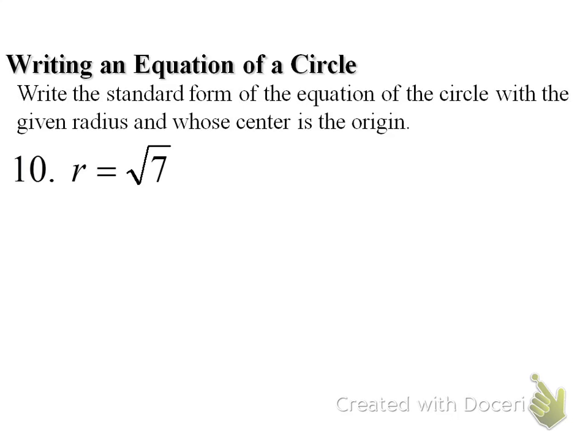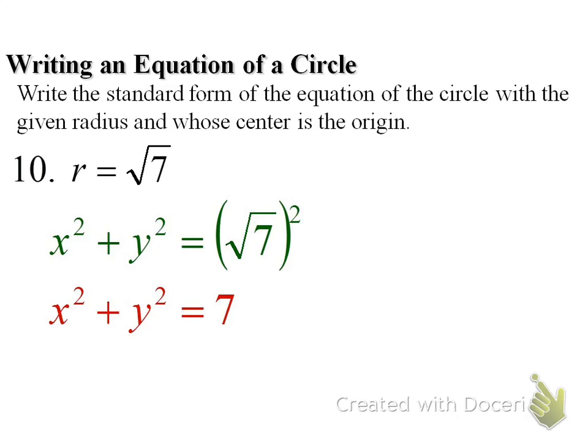So I am telling you there's a circle, the center's at 0, 0, and the radius is square root 7. What's the equation? X squared plus y squared equals 7. Yeah. So you need to plug square root 7 in for the radius. You always square the radius in this equation. Something with a square root squared, those go away. You have x squared plus y squared equals 7. Any questions?